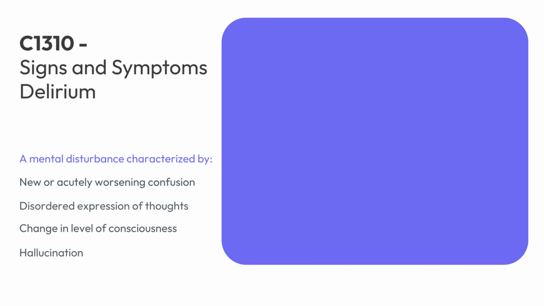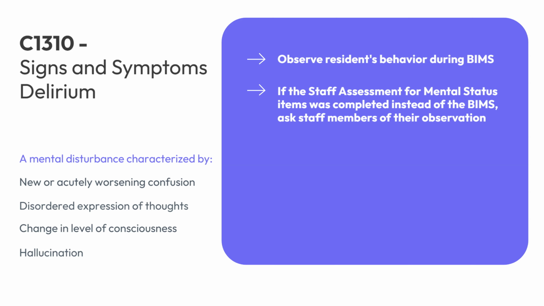Delirium is a mental disturbance characterized by new or acutely worsening confusion, disordered expression of thoughts, change in level of consciousness, or hallucinations. To assess, we'll observe the resident's behavior during the BIMS for the signs and symptoms of delirium. If the staff assessment for mental status was completed instead of the BIMS, ask staff members who conducted the interview about their observations of signs and symptoms of delirium.